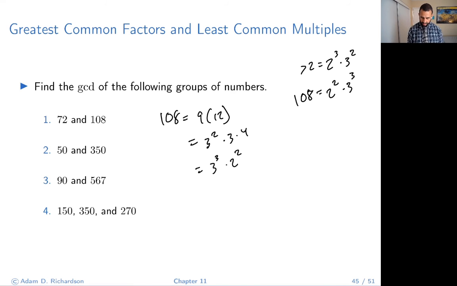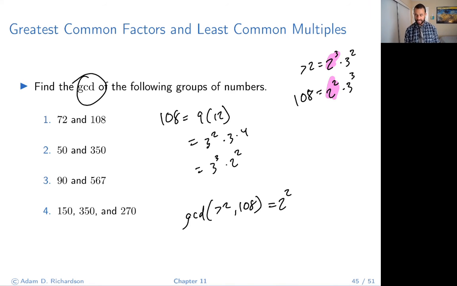All right. Now I'm trying to find the GCD, so I'm looking for the biggest number that divides both. And what I'm going to do is walk through their prime factorizations and try to pick the highest ones that I can. What's the biggest power of 2 that these have in common? 2 squared. So the GCD of 72 and 108 is going to be 2 squared. I can't pick 2 cubed because that's too many 2's and I'll lose the number 108.